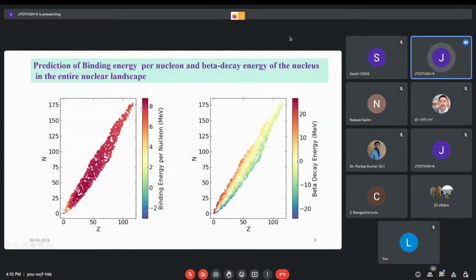This is the graph of the prediction of binding energy per nucleon and beta decay energy of the nuclei in the entire landscape. From the figure itself, we can see the binding energy is almost located at 8 MeV, which we can also verify experimentally. So this is the total binding energy and beta decay energy of the entire nuclear landscape.